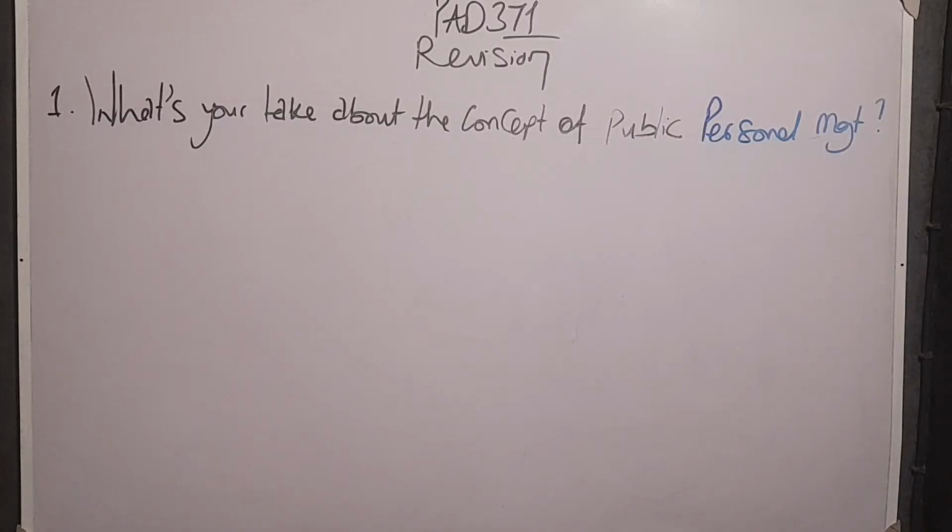Public personnel management. Don't forget that government does not operate in abstract. Government does not operate in isolation. The government needs people that they can work with. The government requires personnel, staff to fill offices and take responsibilities.